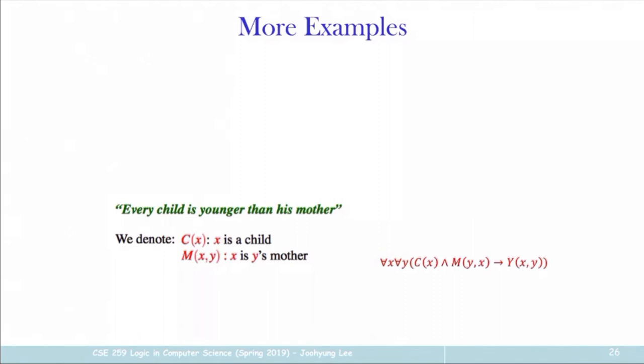So this is actually the rule that you can see. So for all x and for all y, if x is a child and y is x's mother, because you're actually flipping it, then x is younger than y. So every child must be younger than his mother.